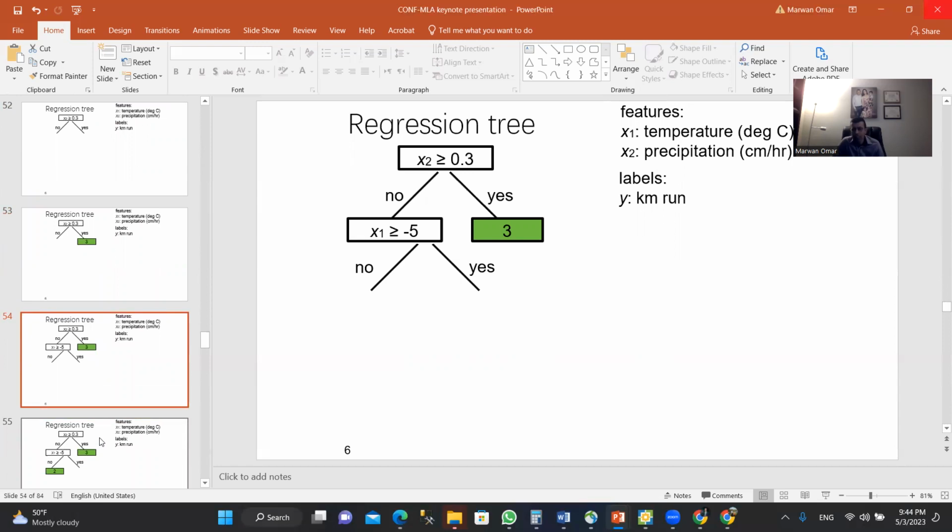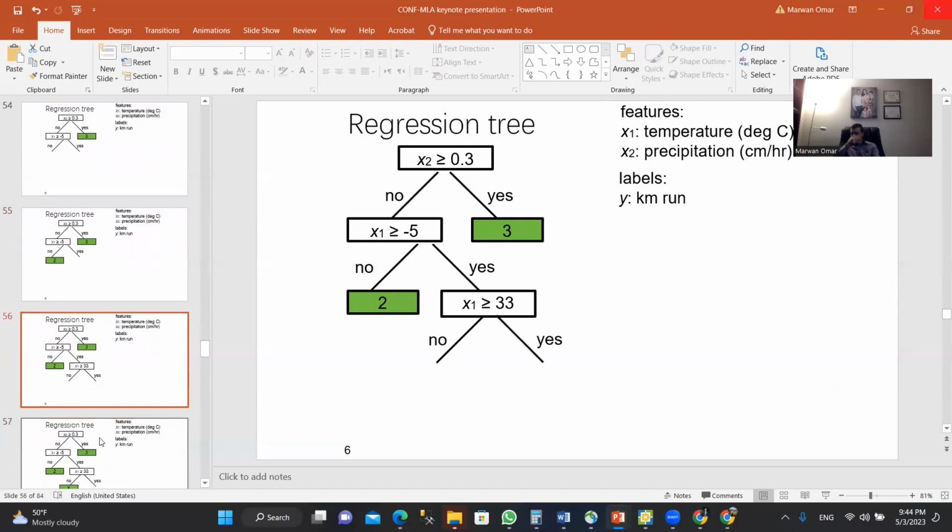Is x1 greater than or equal to -5? That's the temperature. If the answer is no, then a person can run for 2 kilometers, for example. If the answer is yes, we are going to check the temperature in Celsius. Is it greater than or equal to 33? If the answer is no, then a person can run maybe up to 5 kilometers. If the answer is yes, that means the weather maybe is not warm enough, so that person will probably run 0 kilometers. So that means that person will probably not run.